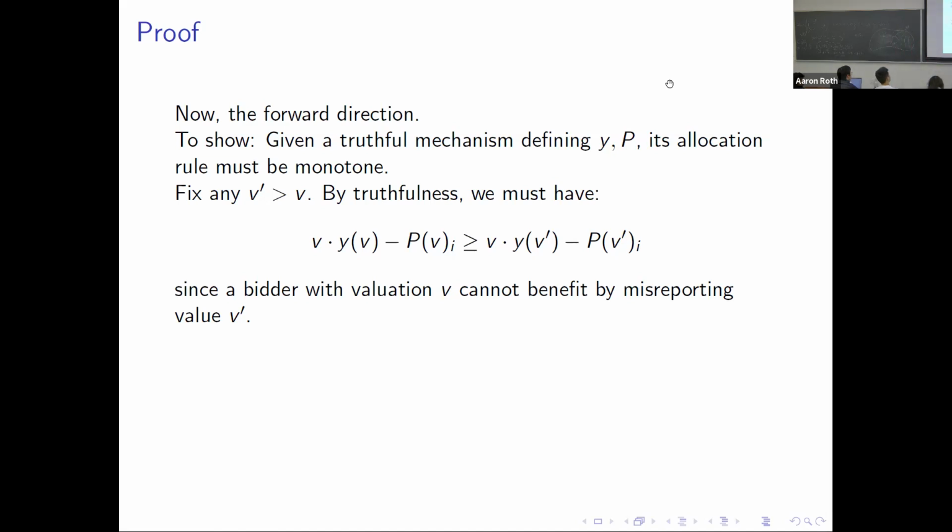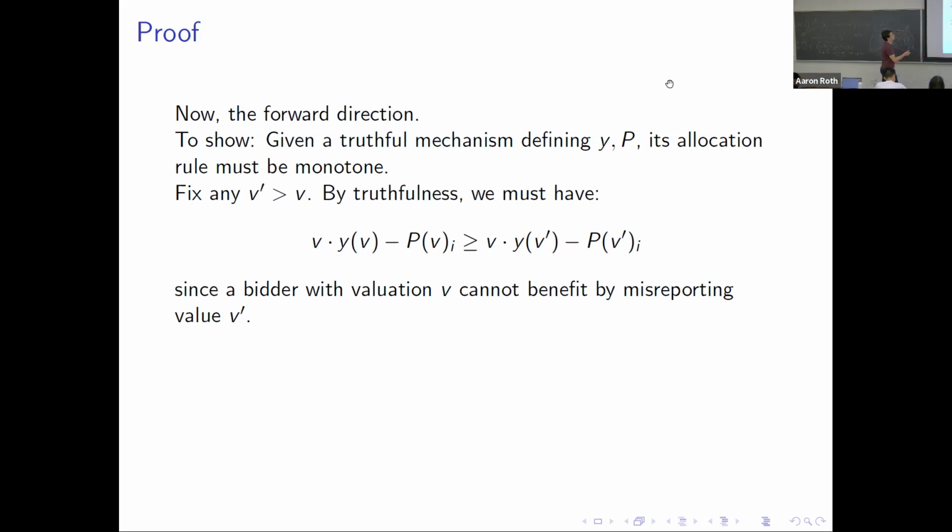Well, it means that if you tell the truth, your utility, which is just v times y of v minus p of v, the payment you have to make when you tell the truth, is only larger than your utility when you lie, which is just v times y of v prime, right? Your true utility for the allocation that results from your lie, minus the payment you have to make when you report v prime. If the mechanism is dominant strategy truthful, this must be true for all pairs v and v prime.